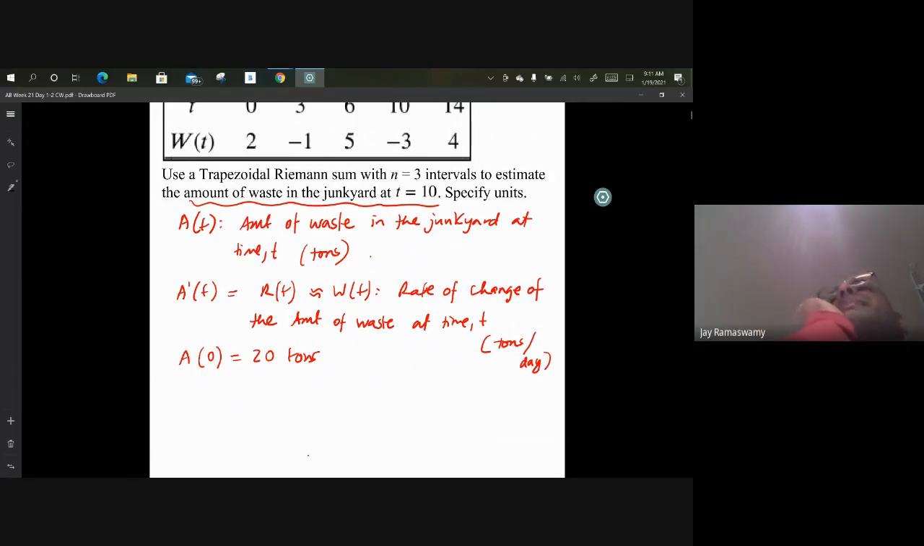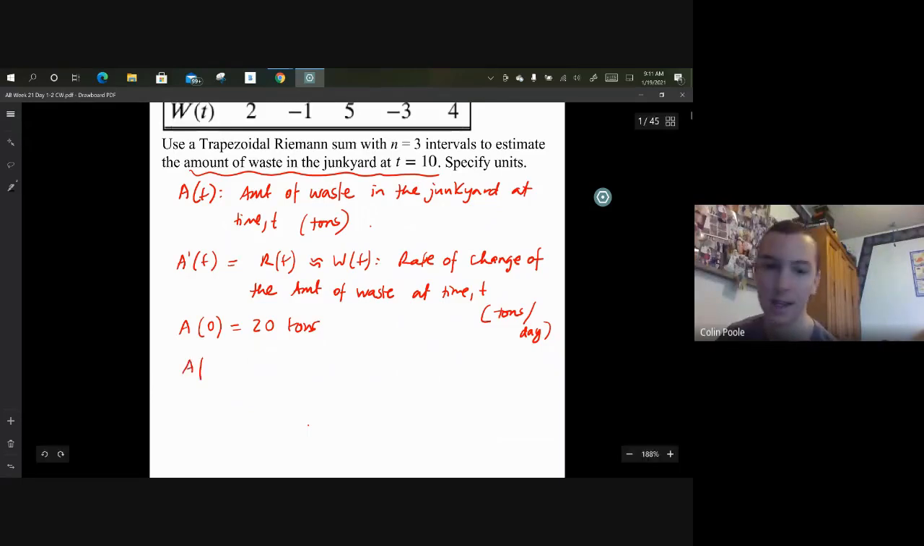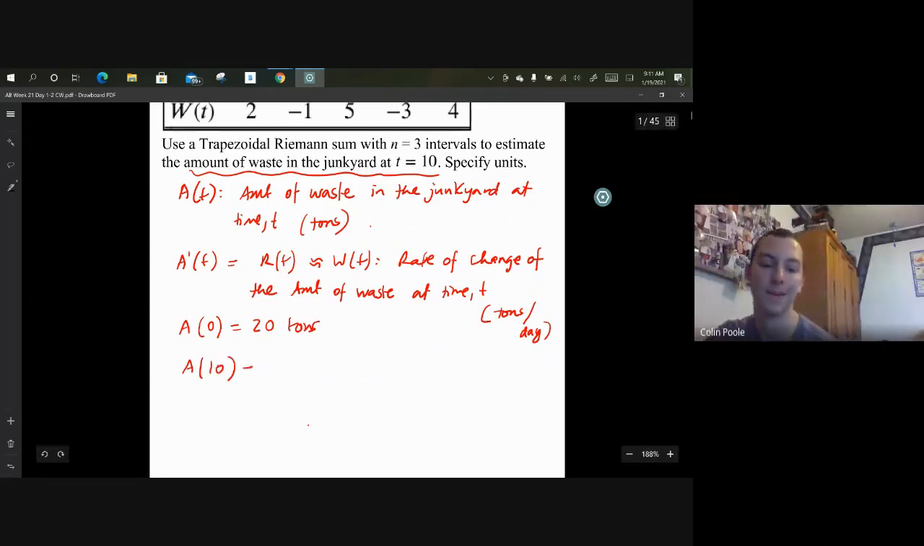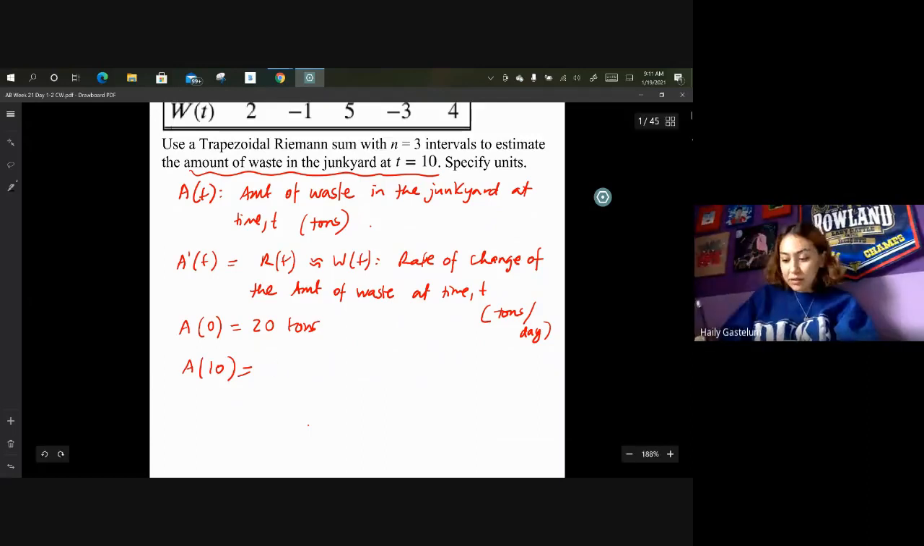Can you please unmute yourselves? It says estimate the amount of waste at t equal to 10. Mr. Poole, interpret the question literally. So what are they asking for? It's A of 10 is equal to A of 0 plus... Stop, that's for somebody else. I didn't want to interpret A of 10 yet. Okay, Miss Gastelum, how do we find A of 10? A of 0. Very, very good.